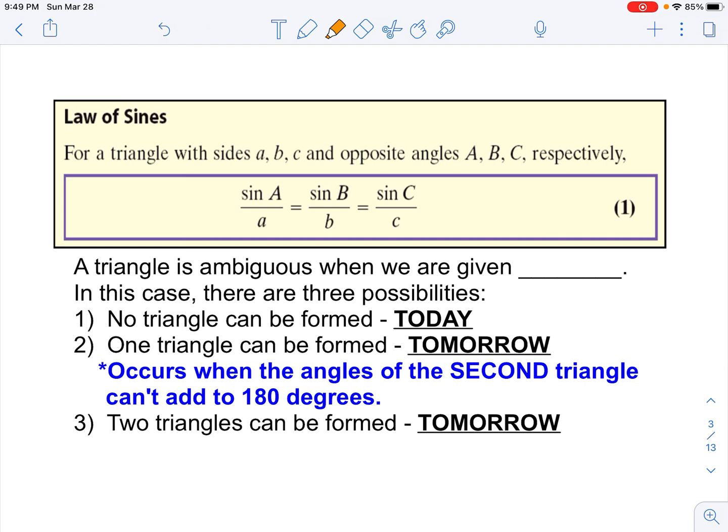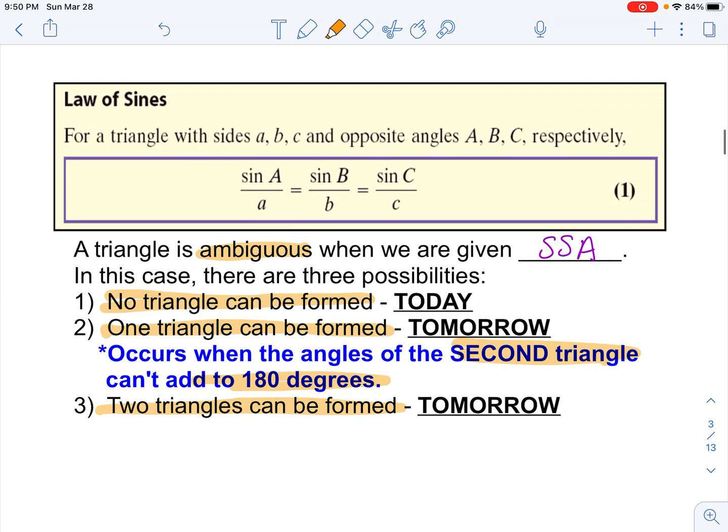We are going to talk tomorrow about what is called the ambiguous case. The ambiguous case happens when we're given two sides and an angle, so side-side-angle. There are three possibilities when we take a look at law of sines. There is a possibility that no triangle can be formed, which we're going to take a look at today. There's a possibility that only one triangle can be formed, and that occurs when the second triangle doesn't add up to 180 degrees, or it's too big. And then tomorrow we're also going to look at when we can form two triangles. Again, that's when you're given two sides and one angle.